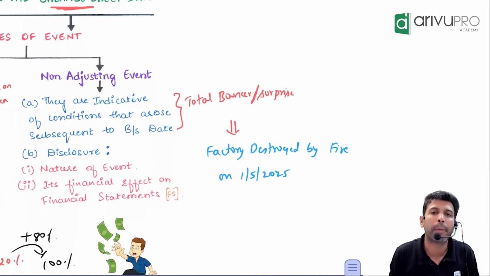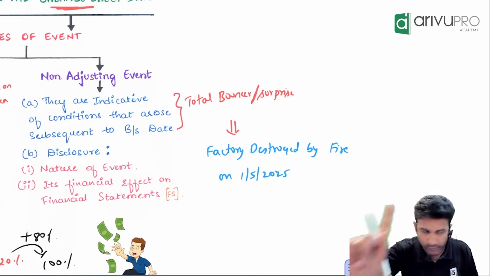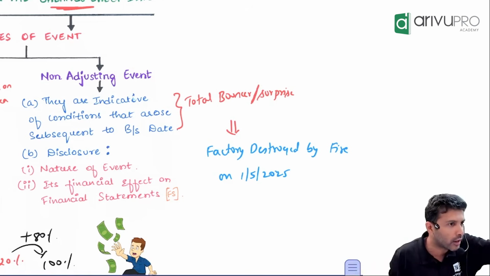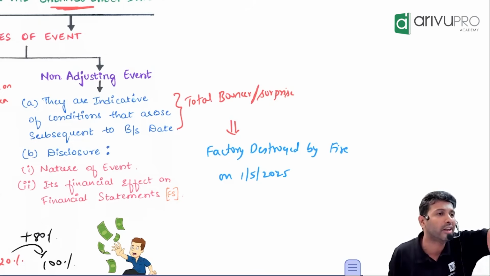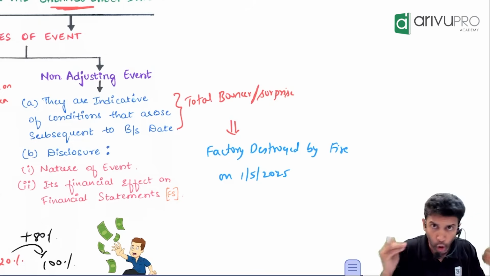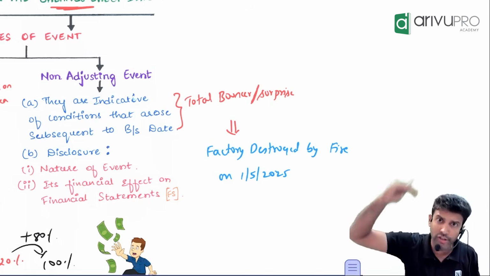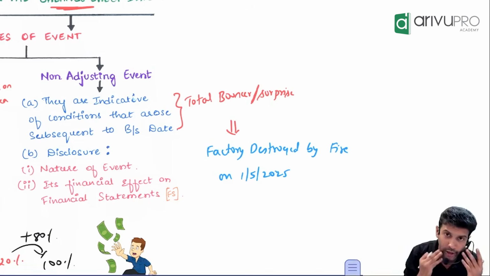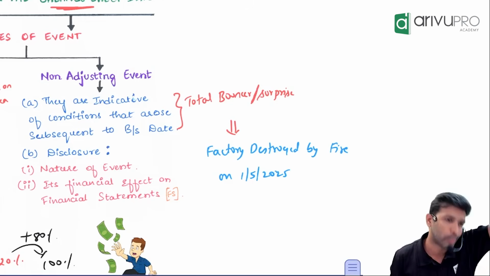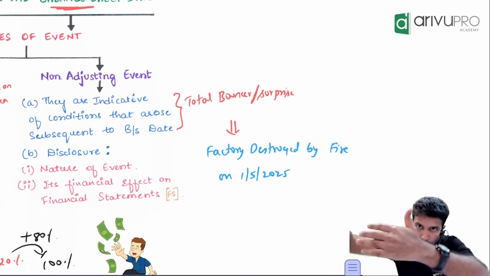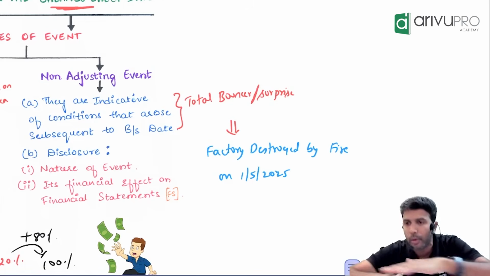Non-adjusting event. But suppose in reality I have only one factory. Because of the fire, I am thinking now I will not continue my business. The loss is of that magnitude. The loss is so high. My morale is so down. I feel I will not continue my business. That means my company is expected to come to an end.